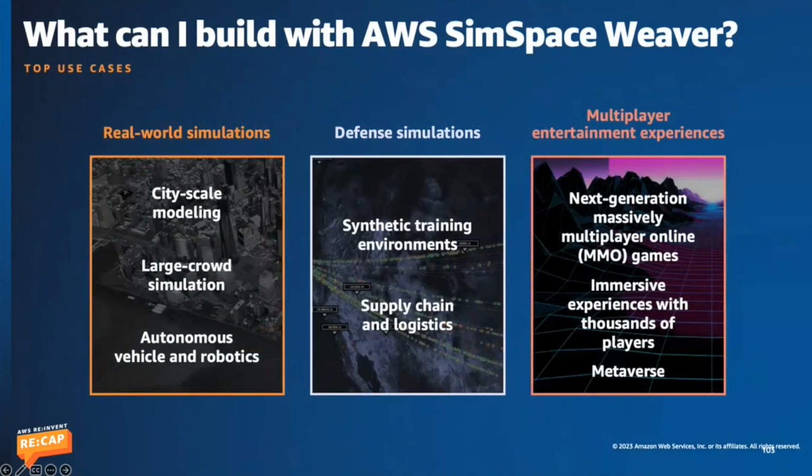So things you can do with that, for example, real world simulations like city scale modeling, implementing digital twins, metaverse, next generation massively multiplayer online games, autonomous vehicles and robotics, large crowd simulation, and supply chain and logistics integrated with AWS Supply Chain and things like that.